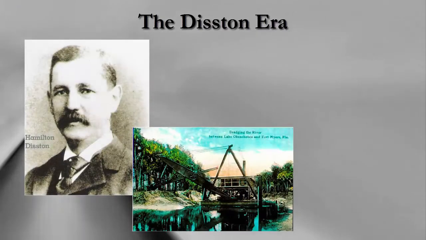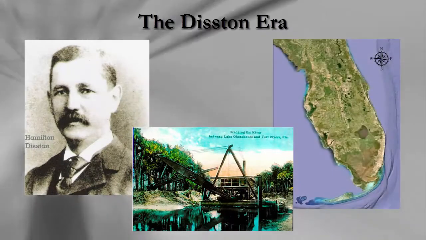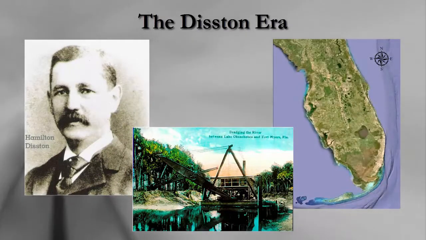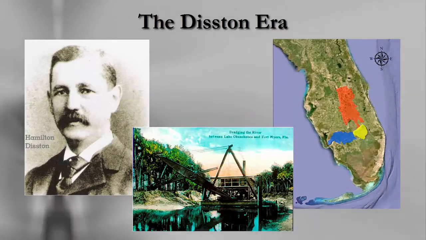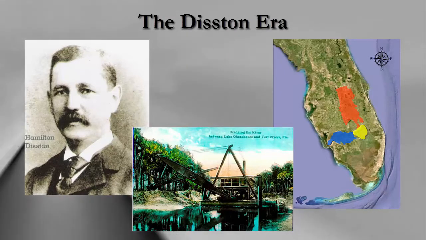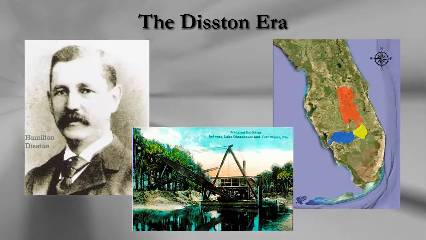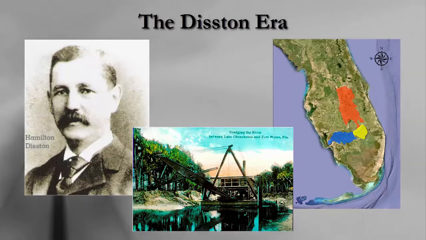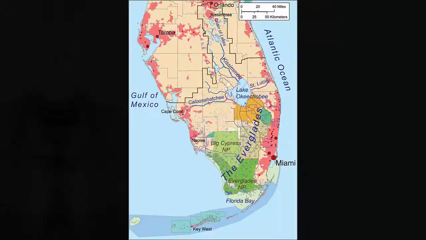Major alterations began in the 1880s when a Philadelphia industrialist named Hamilton Diston purchased 4 million acres of land from the state for $1 million. His impact forever changed South Florida. He began a series of projects to drain the land for settlement and agriculture, and to expand the waterway connections throughout the Greater Everglades.